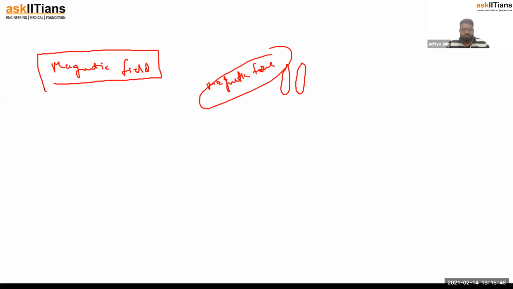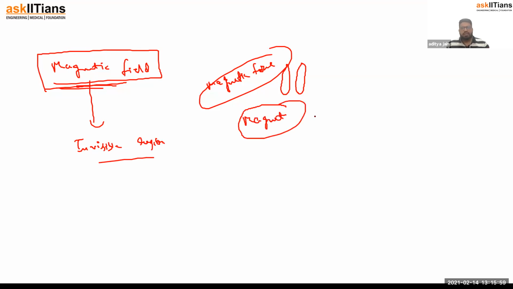If I ask you what is magnetic field, it is basically an invisible region around a magnet. Magnet is the material which shows magnetic properties. What is magnetism? If you bring a magnet or a metal near to a magnet, it will either attract it or repel it. That property of attraction or repulsion is known as magnetism. So magnetism is the property possessed by a magnet.